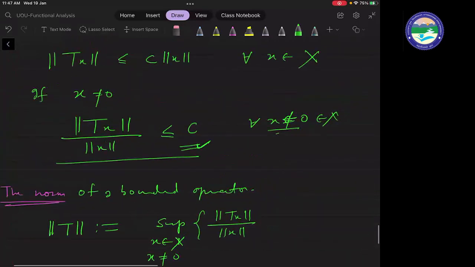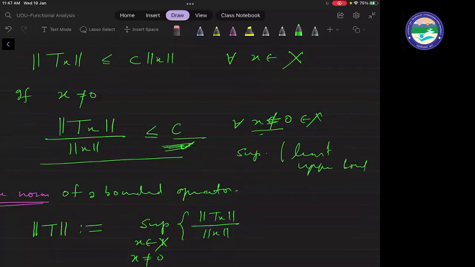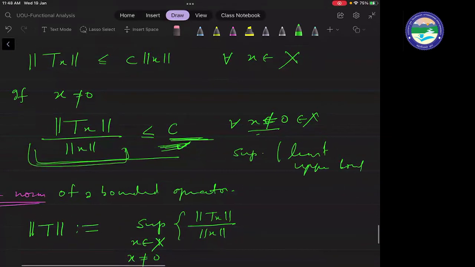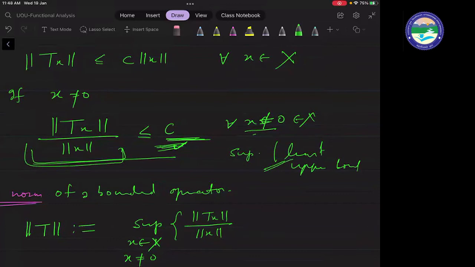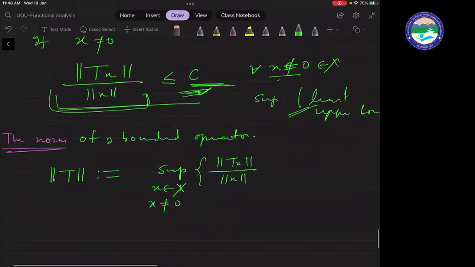यहाँ पर मैंने least कहा था, इसका मतलब supremum क्या होता है? Supremum is the least upper bound. Supremum का दूसरा नाम है least upper bound. So all numbers which are greater than C are upper bounds for this expression or this number. We are seeking the least one, that is called supremum. And whatever that supremum will be, we name it the norm of the bounded operator.